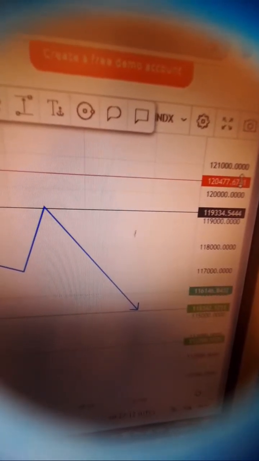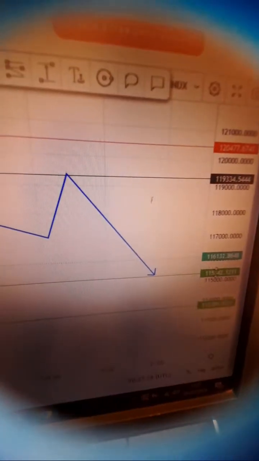SL and TP, the stop loss is going to be around 120477.6741. That is the stop loss. Entry point 119334.5444. That is the entry. And then TP1 is going to be 115342.1211. That is TP1. TP2, the last one, is going to be 113789.5121. Yes. Any question?